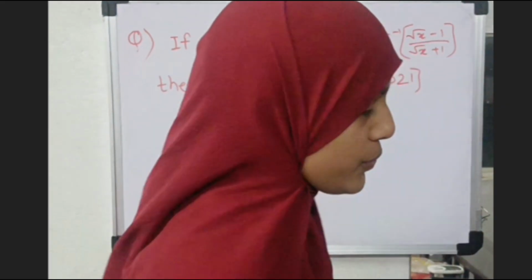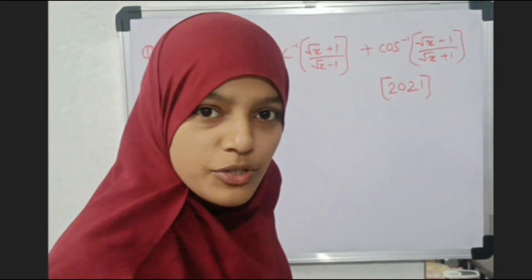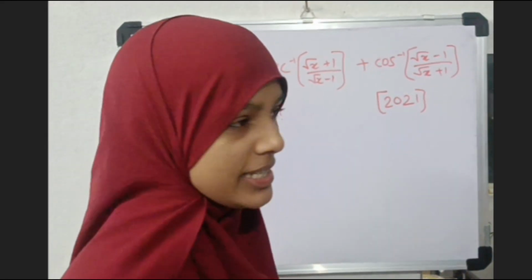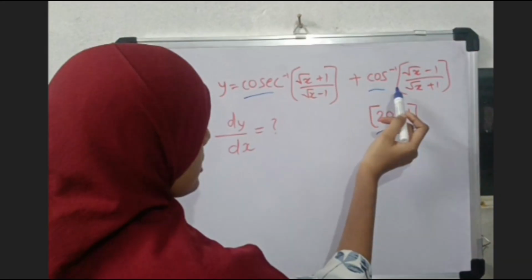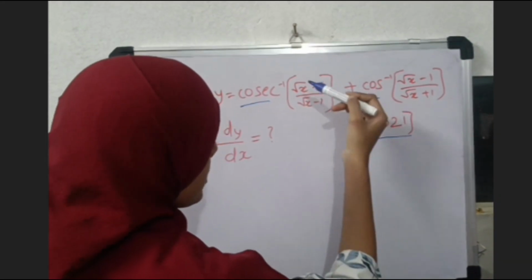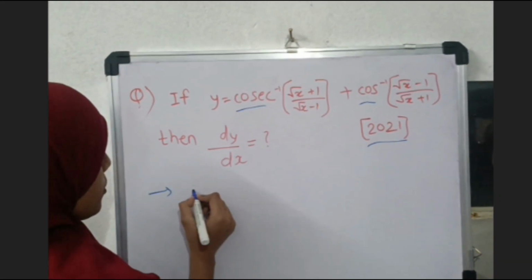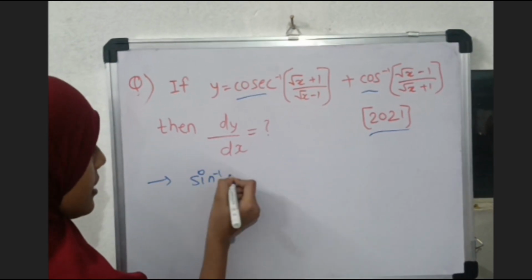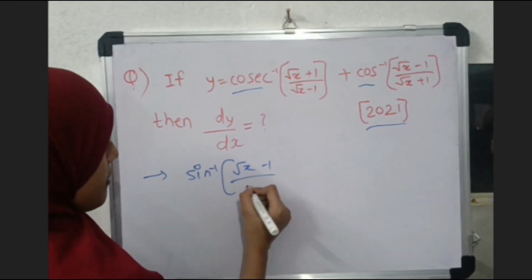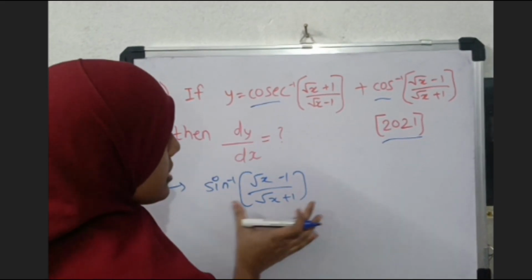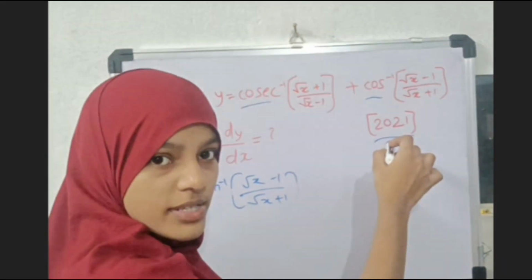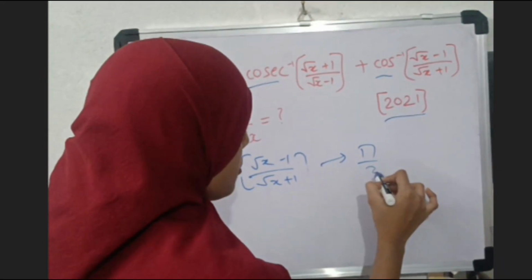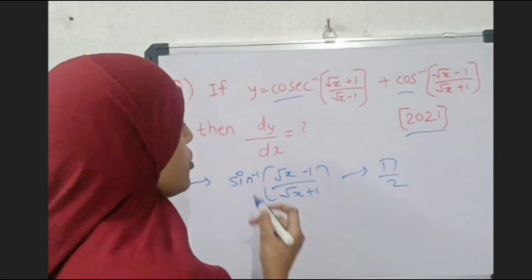So let's move towards our next question. The question we solved just previously was repeated in 2019. The same question is repeated in 2021. So here also we have cosec inverse and cos inverse of under root (x minus 1) by under root (x plus 1). Here we have the reciprocal, so simply it will become sine inverse of under root (x minus 1) divided by under root (x plus 1). So the angle here and here will be the same. That is sine inverse of an angle and cos inverse of the same angle, so we will get the answer as pi by 2. And as you know, pi by 2 is a constant, so dy by dx again will be 0.